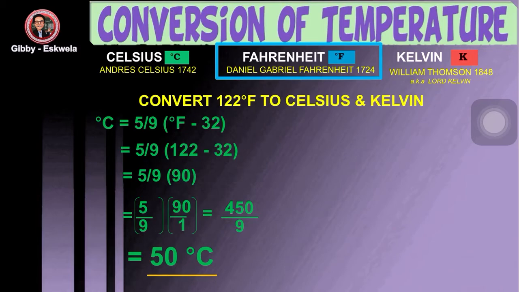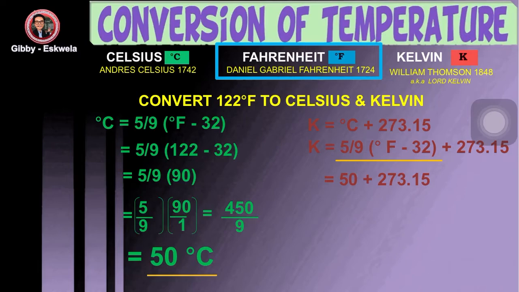Okay, let's convert it now to Kelvin. Since we already have the value for Celsius, we may just use this formula. But if the problem asks us to convert Fahrenheit to Kelvin directly, we may consider this one. Again, we already got the value for Celsius, which is 50 degrees Celsius. Just substitute it and add the constant value of 273.15. So it will be 50 plus 273.15, which is 323.15 Kelvin. Therefore, 122 degrees Fahrenheit is equal to 323.15 Kelvin.